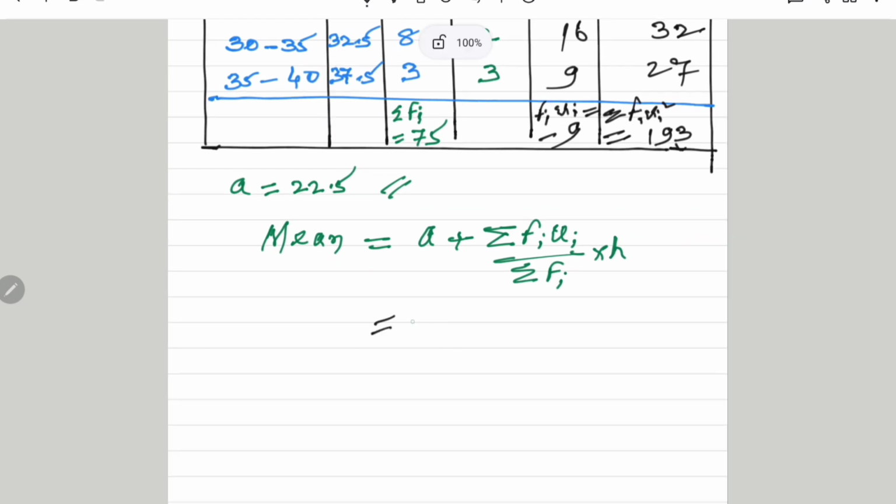The value of A is 22.5, summation of fi ui is minus 9, summation of fi is 75, and h is 5, and therefore we get 22.5 minus 9 by 75 into 5. If we calculate by calculator, we get... I will perform it in the calculator.